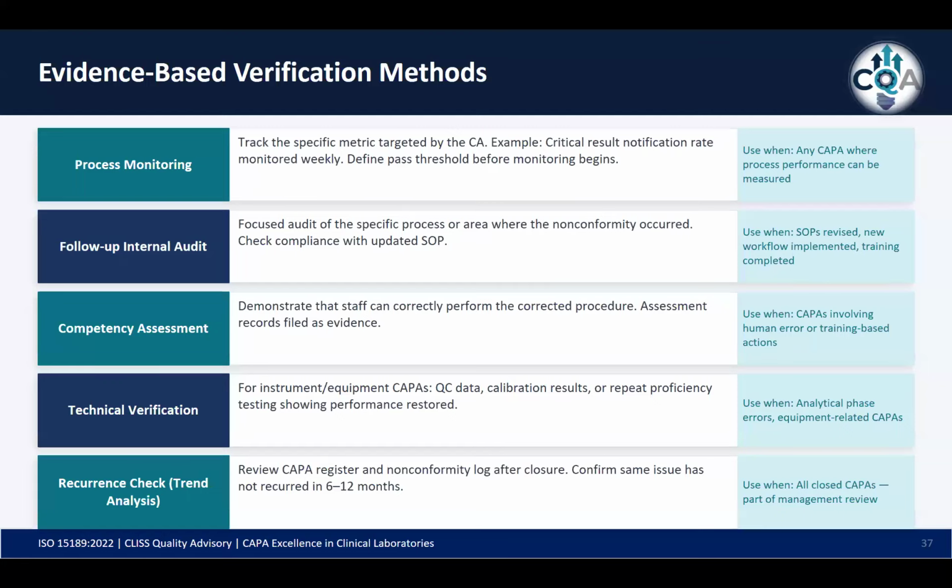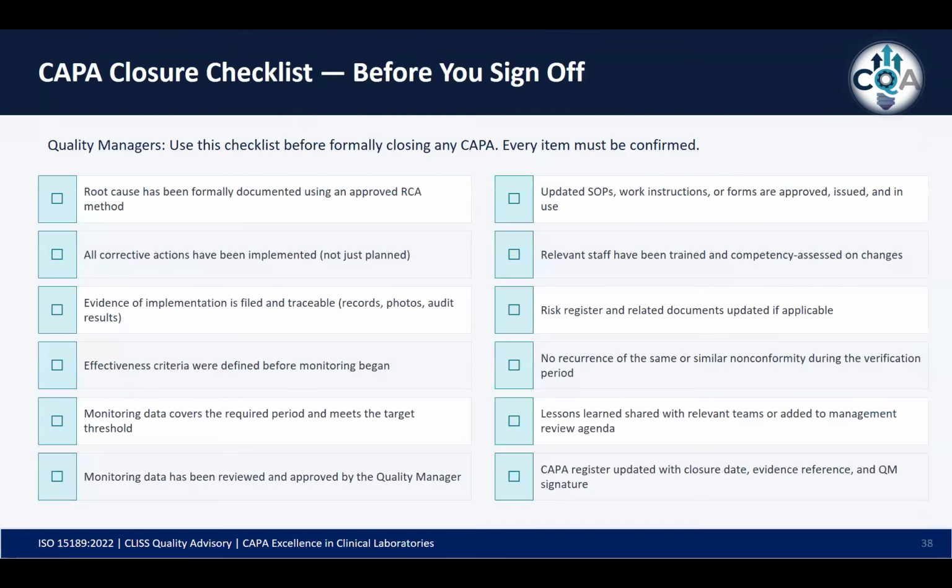So I know this one can be a bit difficult, especially for labs that are doing PT cycles of 6 months and stuff like that. So your NC will then have to remain open for those 6 months for you to then be able to demonstrate that the PT is now passing. Okay. Recurrence check, you need to check your trends analysis and use that as evidence to say, indeed, this has been verified and we know we are back on track.